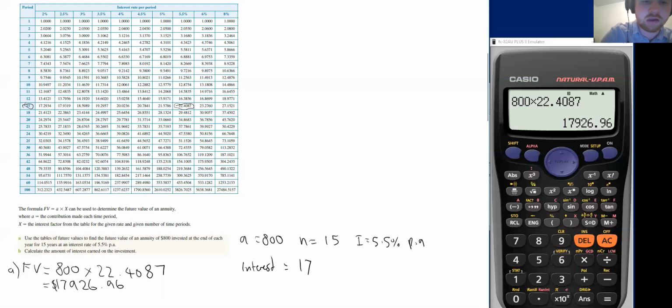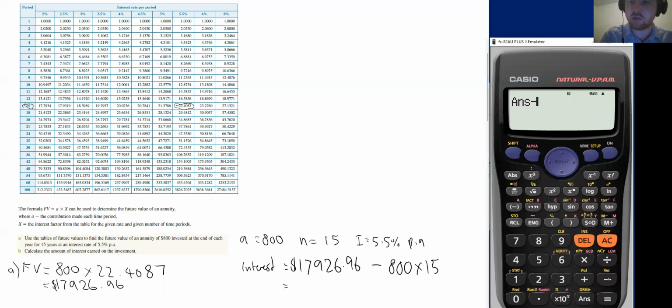So it's going to be the interest. It's going to be that value there, taking away $800 times 15, because that's what we would have if there was no interest applied. There was no interest factor as well. Okay, and then let's see what we get. So we can just take away from this answer 800 times 15.